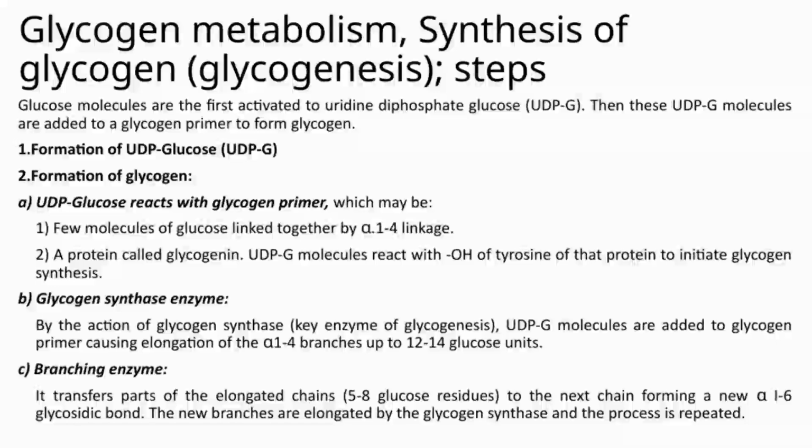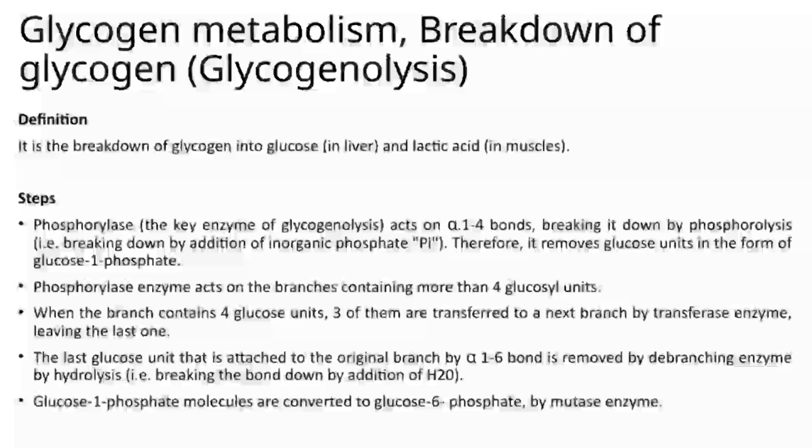Now let's talk about glycogen metabolism, specifically the breakdown process called glycogenolysis. This is essentially how our body mobilizes stored energy from glycogen. In the liver, this process releases glucose into the bloodstream, while in muscles, it produces lactic acid for energy use. The key enzyme here is phosphorylase. It acts on the alpha-1,4 bonds within glycogen, breaking them down through a process called phosphorolysis. That means it uses inorganic phosphate, or Pi, to cleave the bonds, resulting in glucose 1-phosphate molecules.